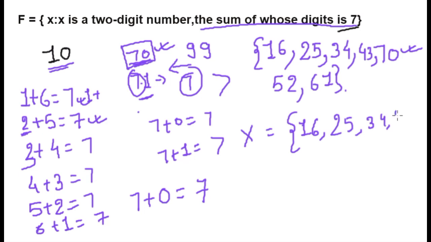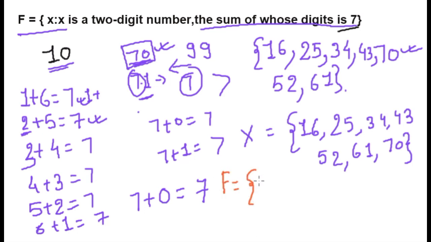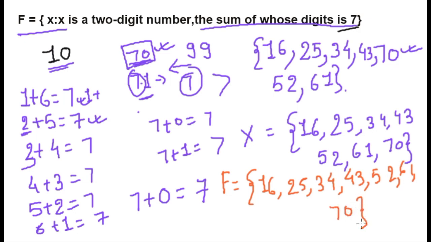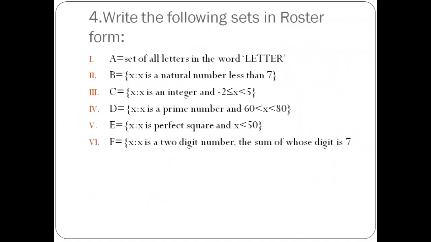25, 34, 43, 52, 61 and 70. And we can write this set into roster form: F is 16, 25, 34, 43, 52, 61 and 70. This is the roster form of this set. Let's go to next question.